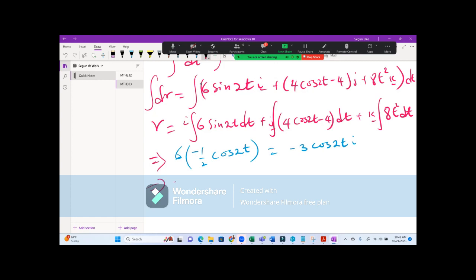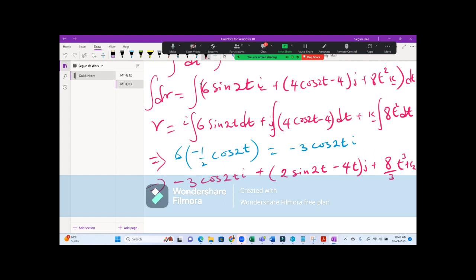So the first one will be minus 3 cos 2t i. The next one will be plus 2 sine 2t minus 4t j, plus 8 over 3 t cubed plus c2. Let's call this one c2, since we have c1 up.